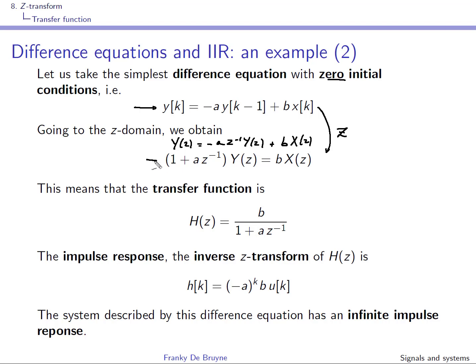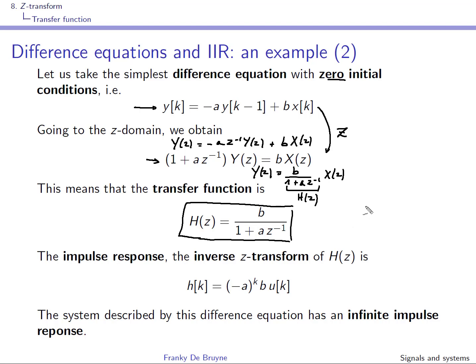So we can rewrite this as this, and we can rewrite it also as y of z is equal to b over 1 plus a z minus 1 x of z. So this must be the transfer function. Okay, so this is here this transfer function, and the impulse response is the inverse z transform of the transfer function. Okay, and this transfer function we can rewrite it a little bit differently.